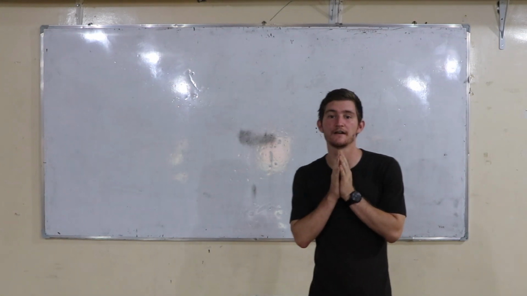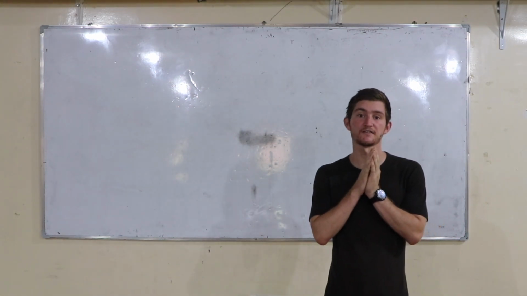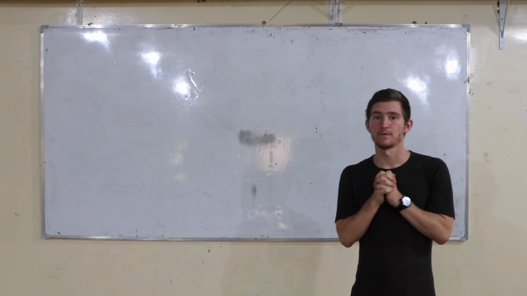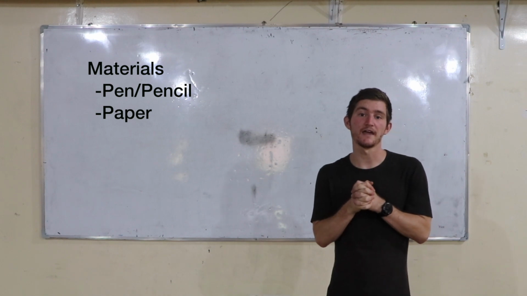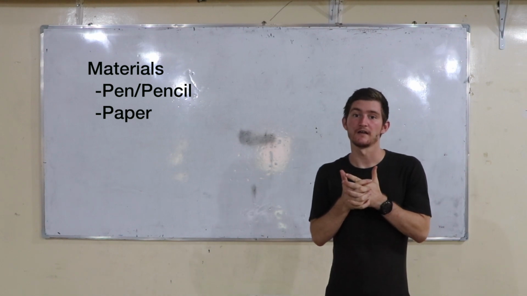Today's lesson on an introduction to statistics with the measures of central tendency is a 9th grade competency. The materials you'll need for this lesson are a pen or a pencil and paper, something to write on, in order to complete this lesson effectively.